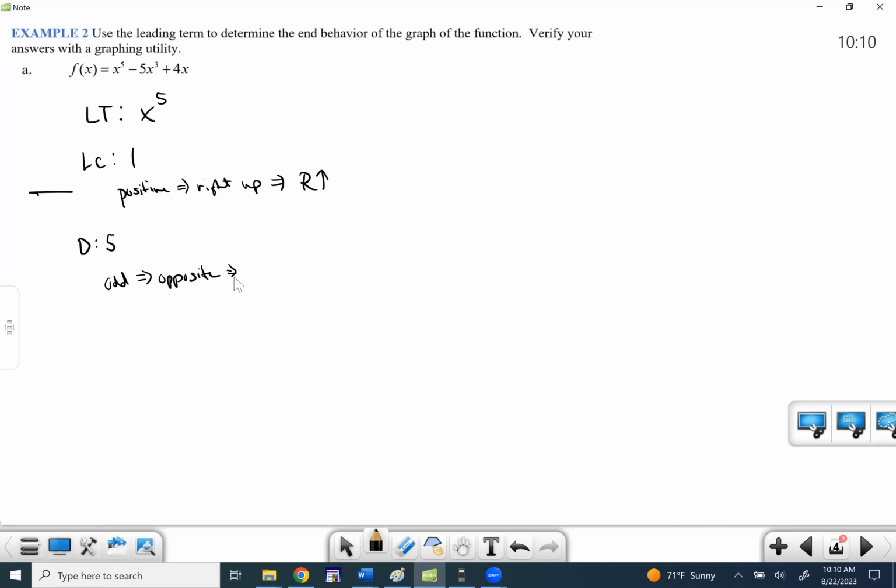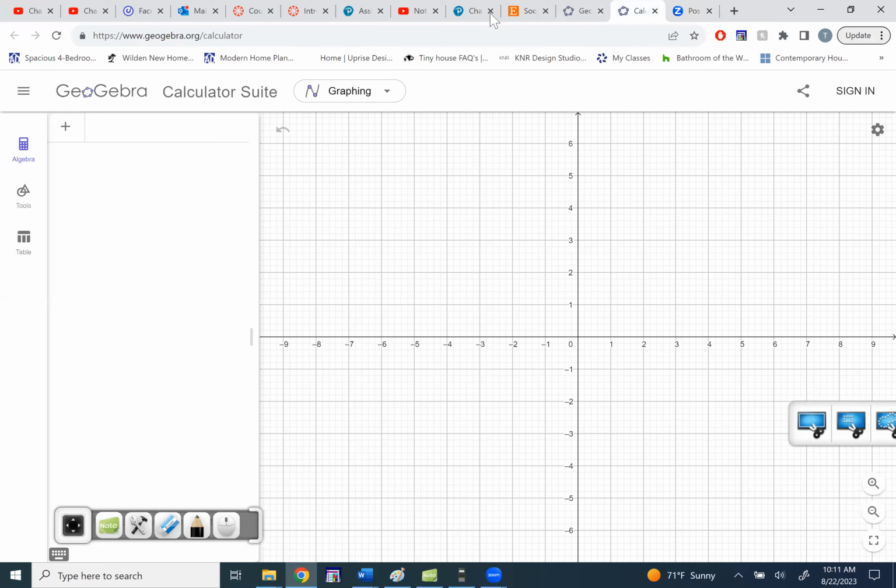So that implies that the left won't do the same as the right. Since the right went up, the left will go down. So this is going to be left down. All right. So if we were to sketch our polynomial, we don't know what the middle's doing, but we know that the right is going up and we know that the left is going down. We'll fill the middle in eventually. Let's go get an actual graph of this and then we can see if we're right or not.